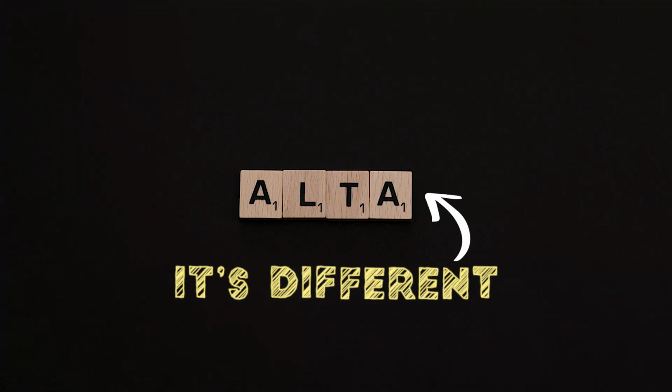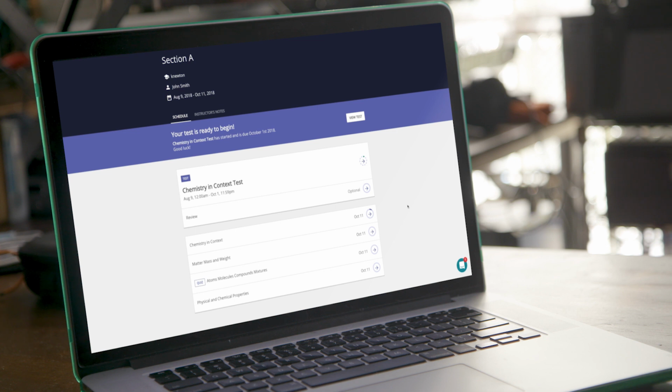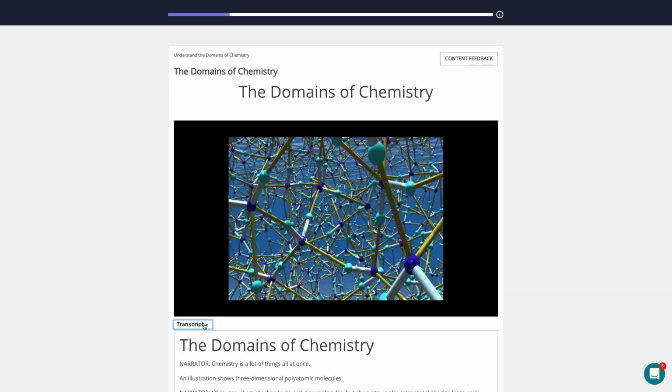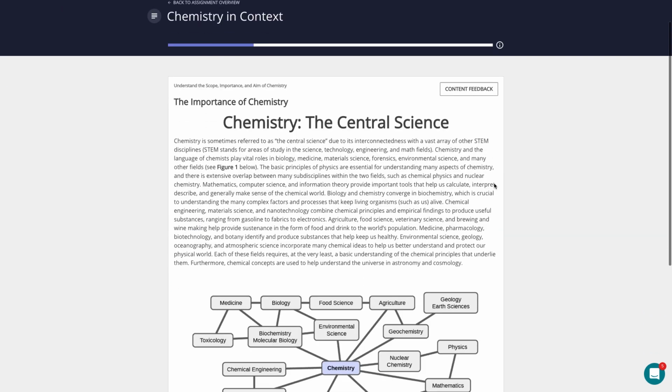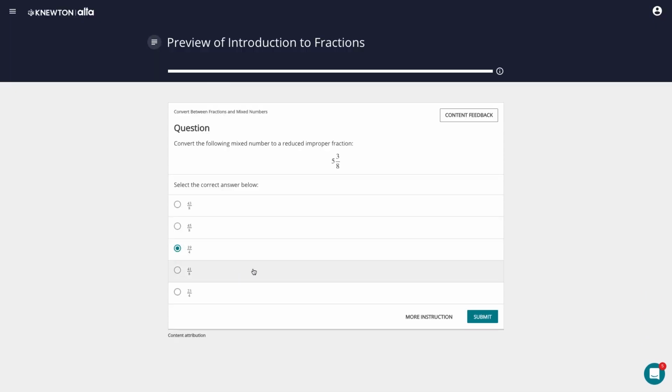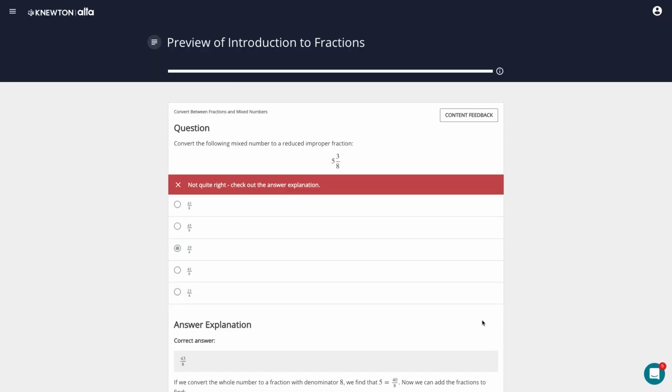With Alta, it's different. Alta is designed to fit the way students study and learn, by completing assignments. All the instructional content they need, including text and video, examples and assessments, is organized by topic and learning objective, and served up at the precise moment a student needs it.